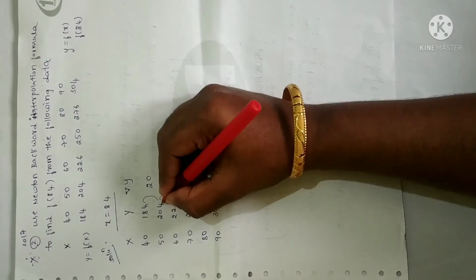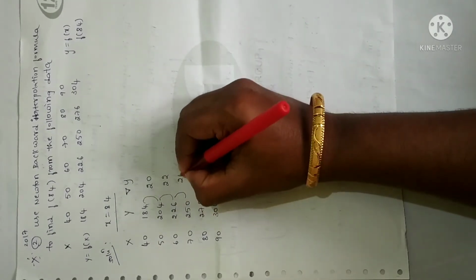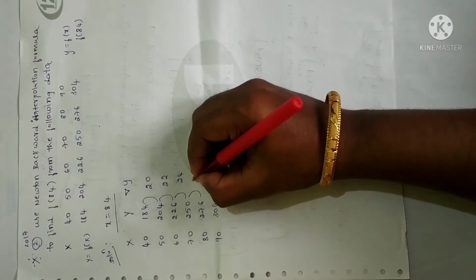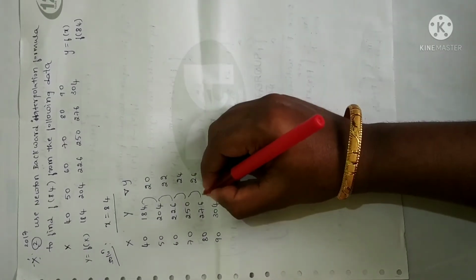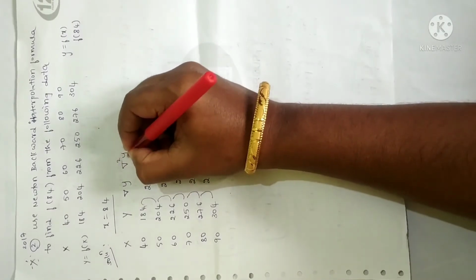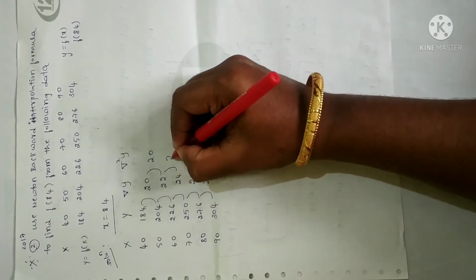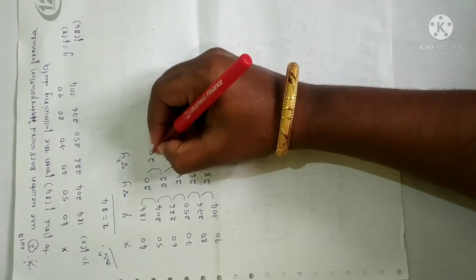226 minus 204 is 22. Again, 250 minus 226 is 24. 276 minus 250 is 26. 304 minus 276 is 28. Now the second backward difference, that is delta square y. 22 minus 20 is 2.